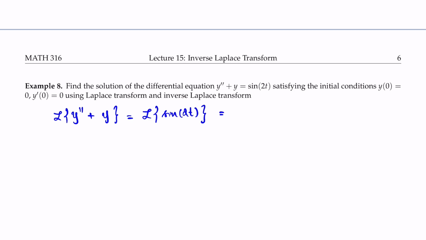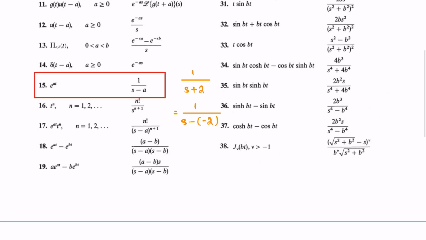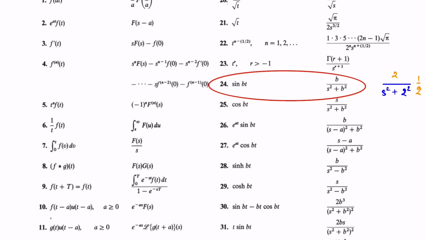Now, what is the Laplace transform of sine of 2t? So you go to the Laplace transform table, and you go to this equation right here. So for sine of 2t, in this case b is equal to 2, so the Laplace transform of sine of 2t is 2 over (s squared plus 2 squared).